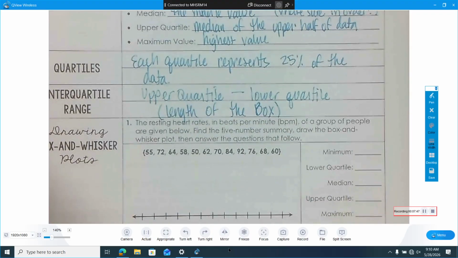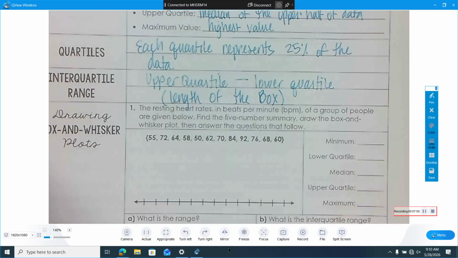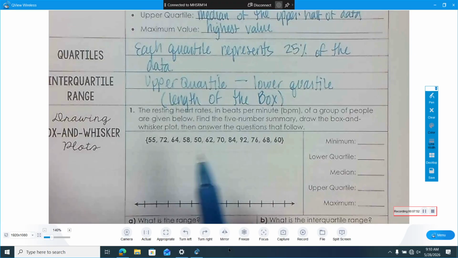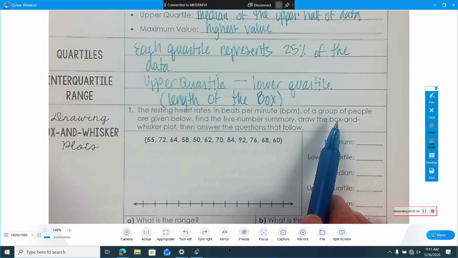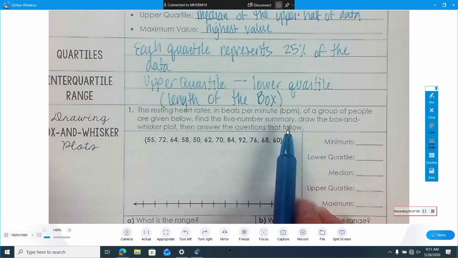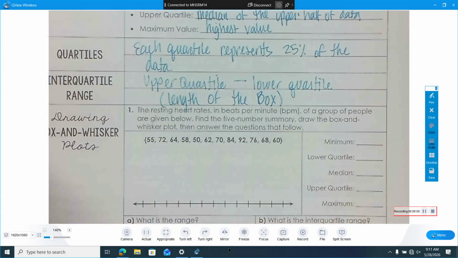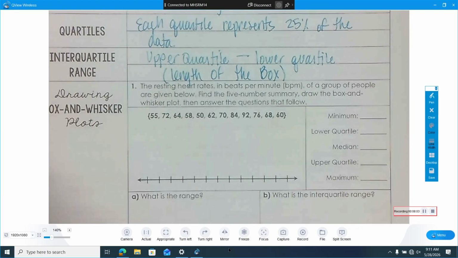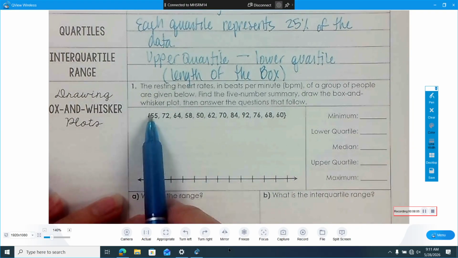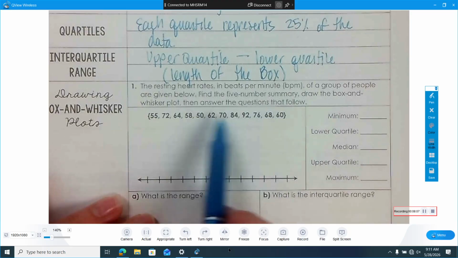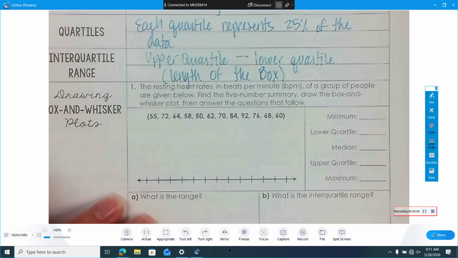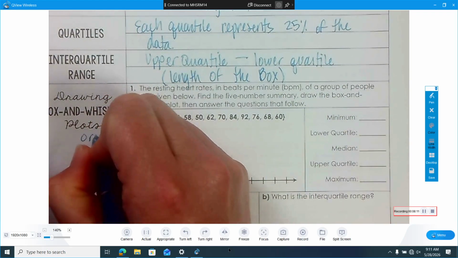All right, so we're going to actually build a box and whisker plot here. The resting heart rates in beats per minute of a group of people are given below. Find the 5-number summary, draw the box and whisker plot, then answer the questions that follow. I really like the questions that follow. I think they're really neat. So I have all of this data of resting heart rates. What should I do with this data? Organize it.